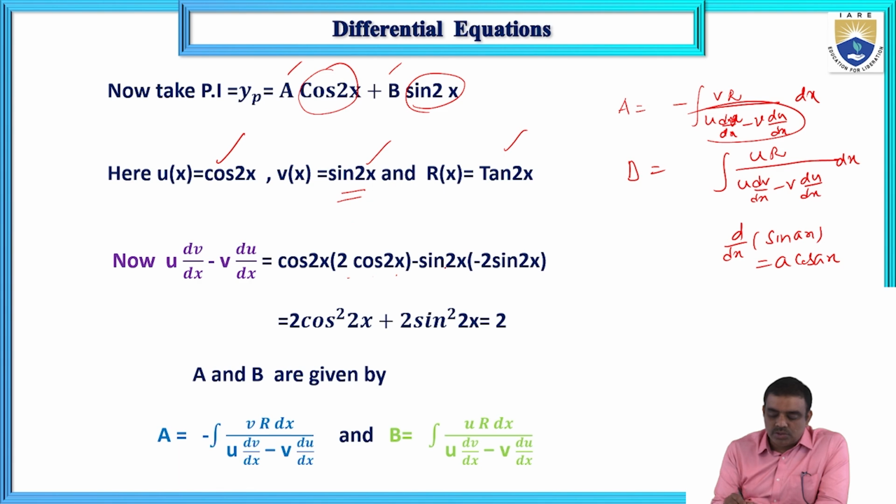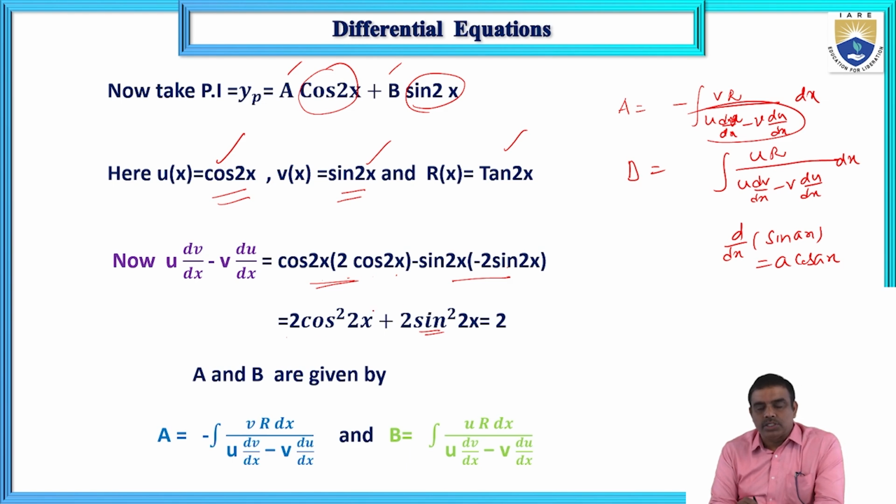So it is 2 cos 2x minus v, that is sin 2x, into the derivative of cos 2x. What is the derivative of cos 2x? Negative will come, 2 into sin 2x. So minus minus plus 2 sin square 2x, plus this term cos square 2x into 2. On taking 2 common, cos square 2x plus sin square 2x is 1, so 2 into 1 is equal to 2. So the denominator is ready, this is 2.